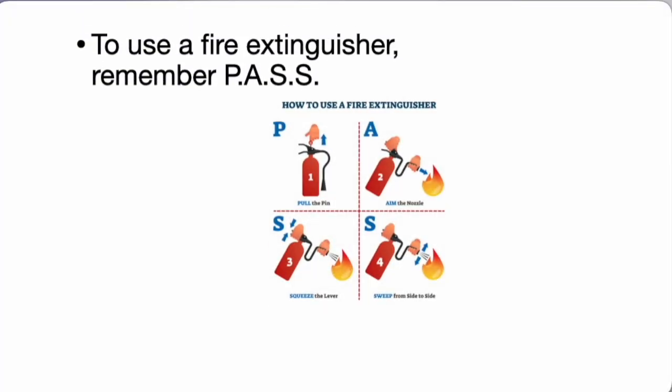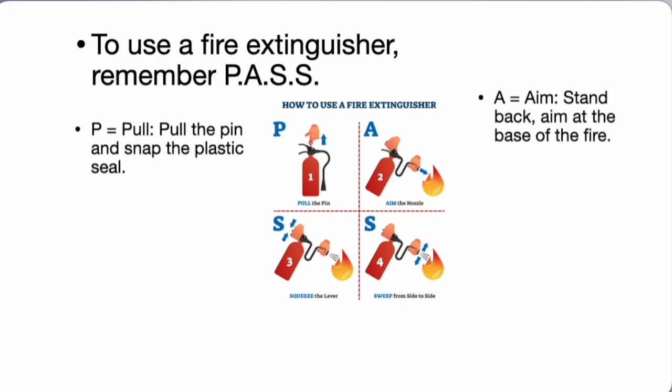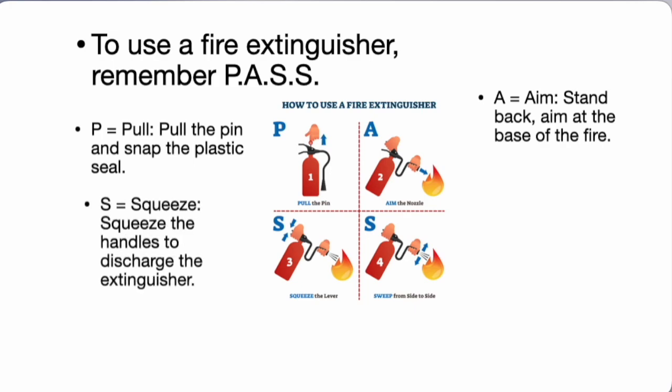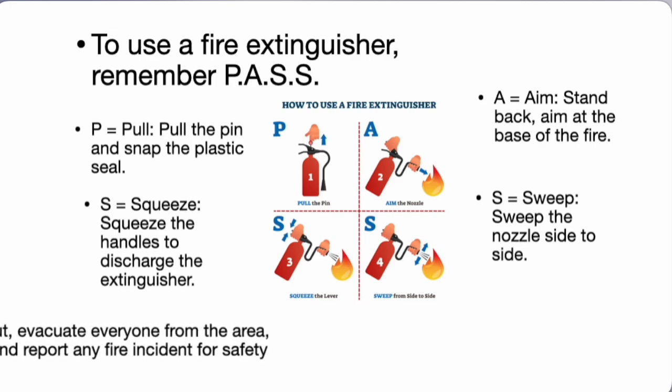To use a fire extinguisher, remember PASS. P equals pull. Pull the pin and snap the plastic seal. A equals aim. Stand back. Aim at the base of the fire. S equals squeeze. Squeeze the handles to discharge the extinguisher. S equals sweep. Sweep the nozzle side to side.